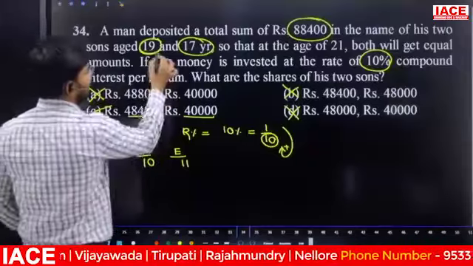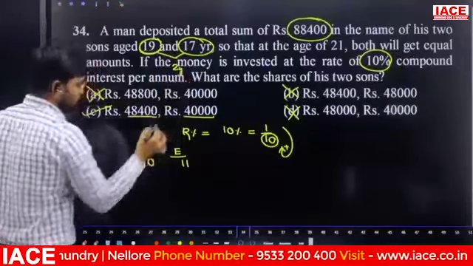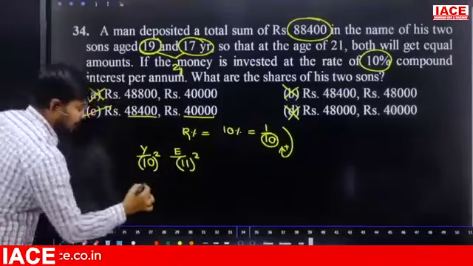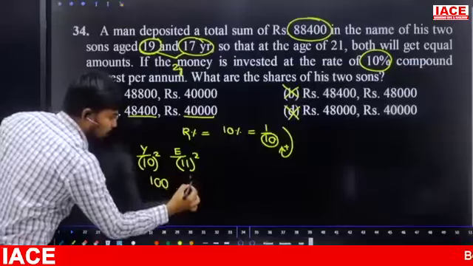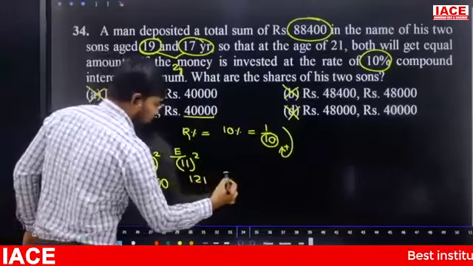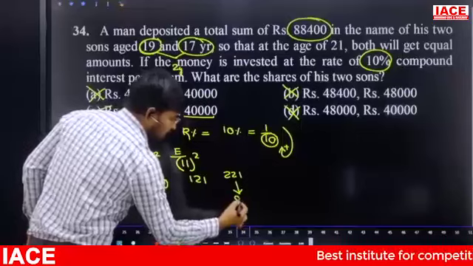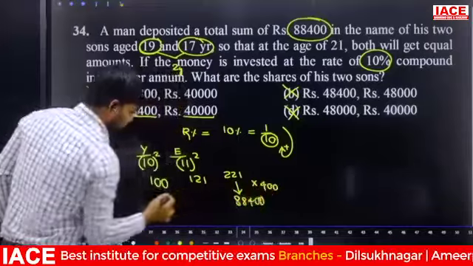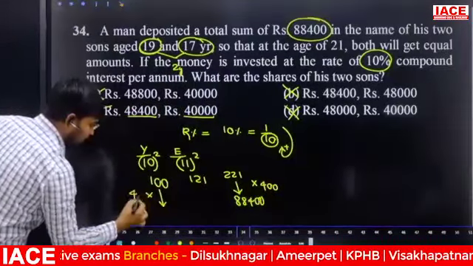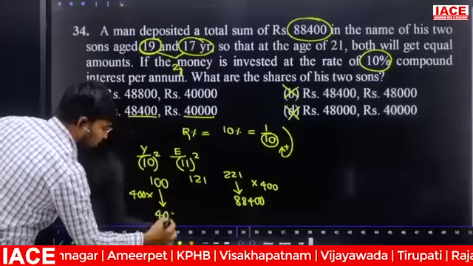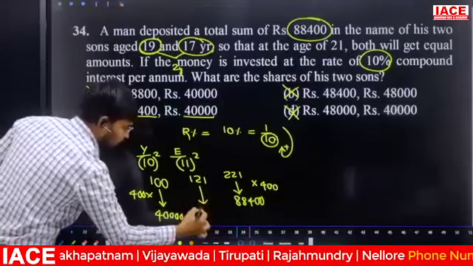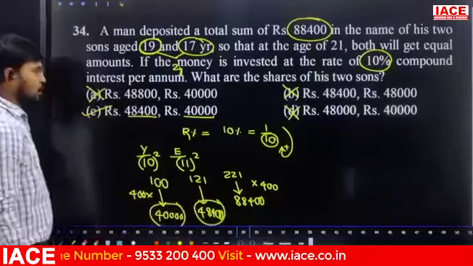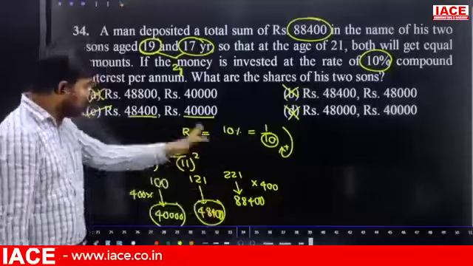So here the age gap is 2 years. Therefore, we need to go for squaring. If the age gap is 2 years, we square; if it is 3 years, we cube. So 100 and 121. So total how many parts? 221. But according to our problem, 88,400 goes exactly 400 times. Therefore 400 times 100 is 40,000, and 400 times 121 is 48,400. So your answer is 48,400 and 40,000. Option C is the right answer. This is the original method to solve.